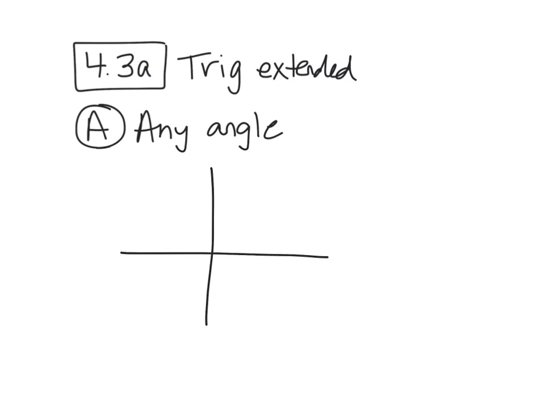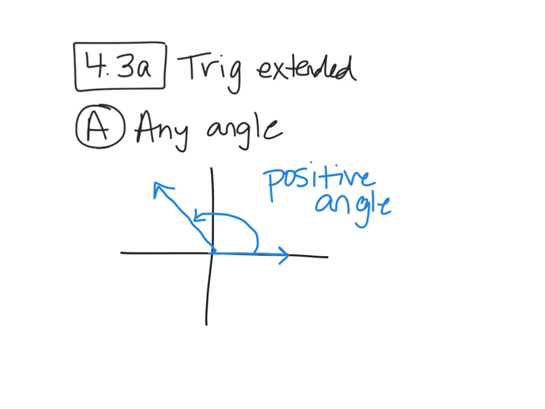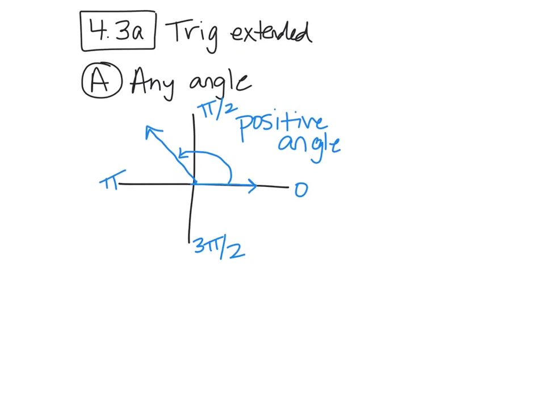You know that a standard position angle will start with its initial side on the x-axis, and if you rotate it open in a counterclockwise direction, you will get a positive angle. Okay, positive angle. Now, you should be getting more comfortable every day with radians as opposed to degrees. So this is 0, this is pi over 2, this is pi, and this is 3 pi over 2.